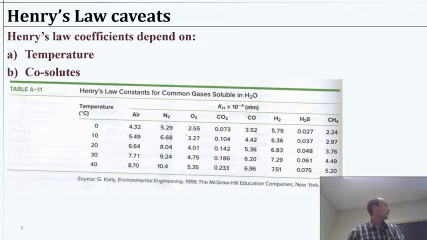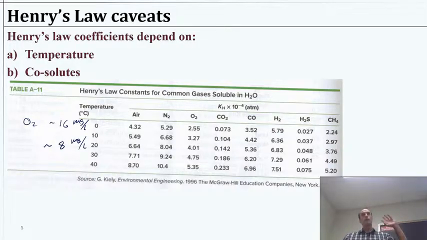In fact, if you were to take a look, I think our highest amount for oxygen can be something like, if I recall correctly, 16 milligrams per liter near the freezing point, and typically at around room temperature, it's more like 8 to 10 milligrams per liter at about 25 Celsius. So you can see it's a pretty big difference.